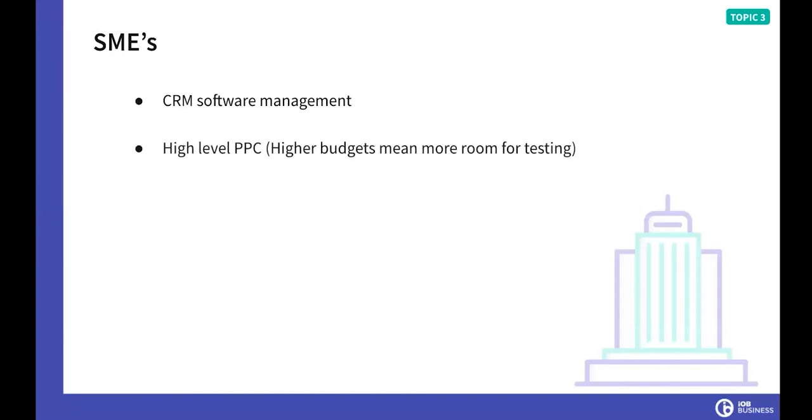To make sure they're getting the most out of it, because often with a CRM system, it can be complex in the sense that it is massively beneficial, but sometimes people are missing things or they're not sure how to make maximum benefit of the system that they're using.